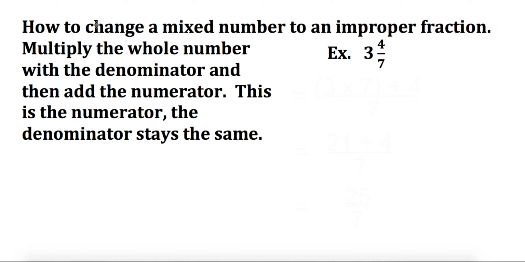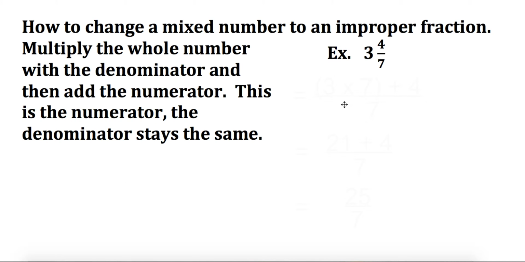Now, when we're changing a mixed number into an improper fraction, we can always follow the same steps. The first being multiply the whole number with the denominator and then add the numerator. This is going to be our new numerator, and the denominator stays the same.